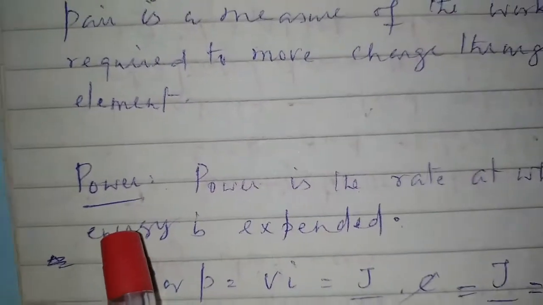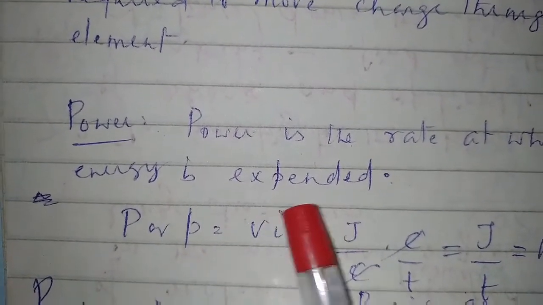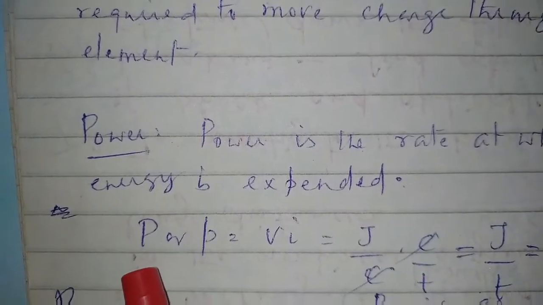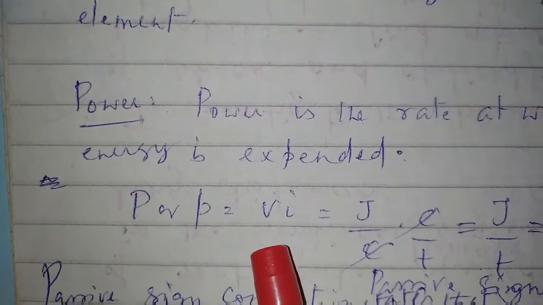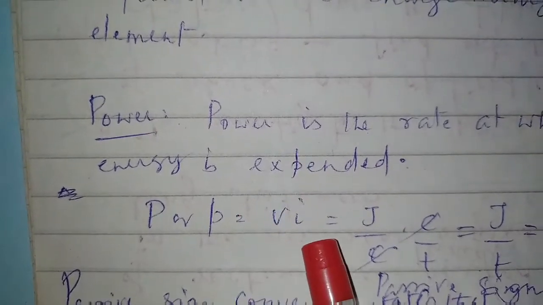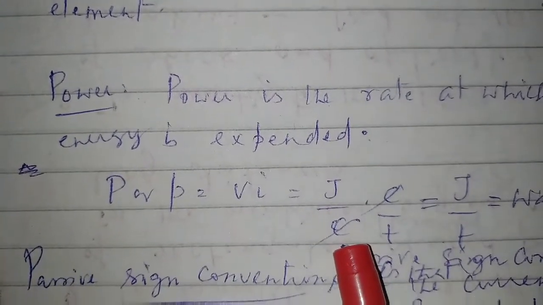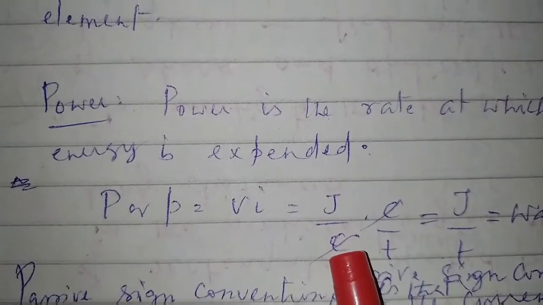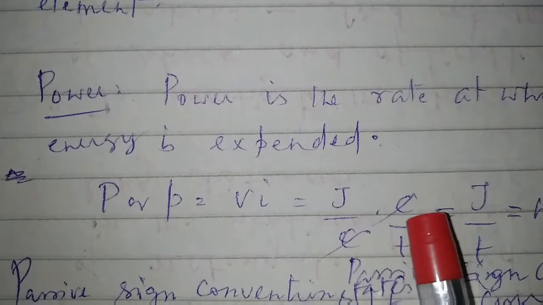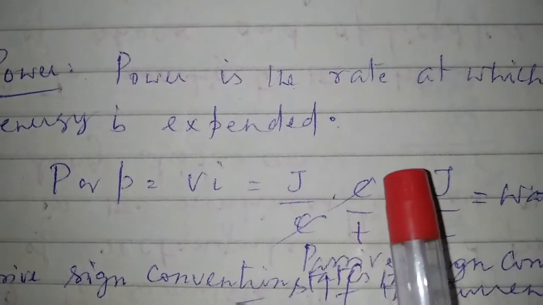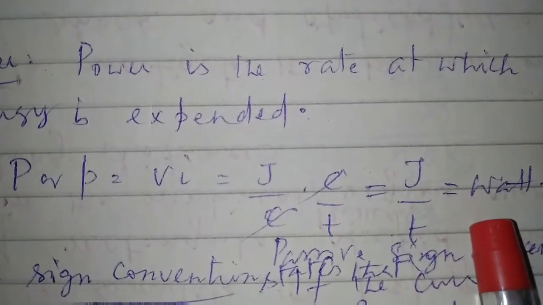Next, let us take power. Power is the rate at which energy is expended. That is a general definition. It will be denoted by capital P or lowercase p. It is nothing but the product of voltage and current. Voltage is the energy required to move the charge, joule per coulomb, joule per unit charge. I is the rate of change of charge, C by T. Cancelling C and C, we get joule per time. This is nothing but watt, the unit.